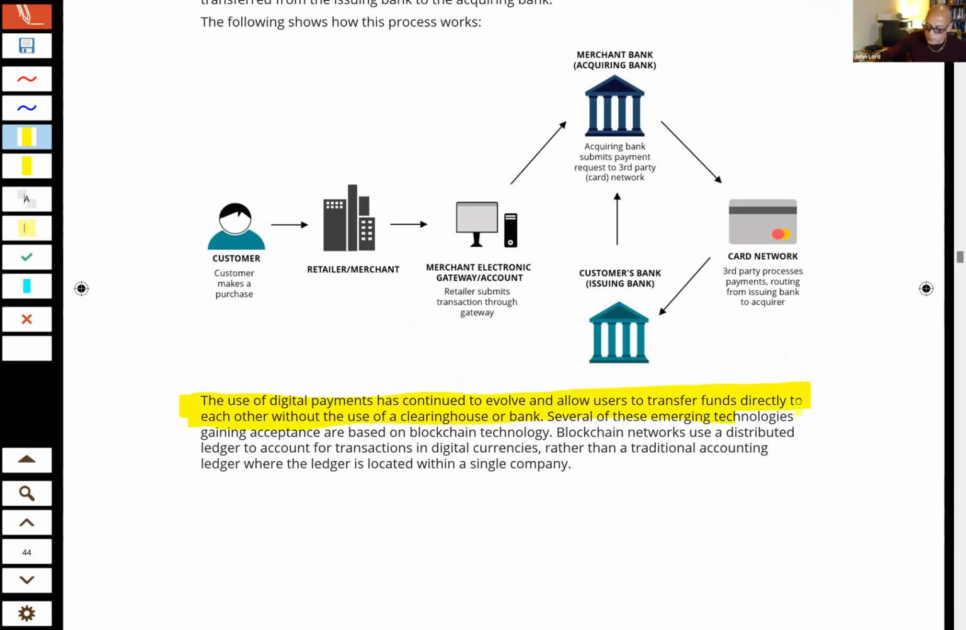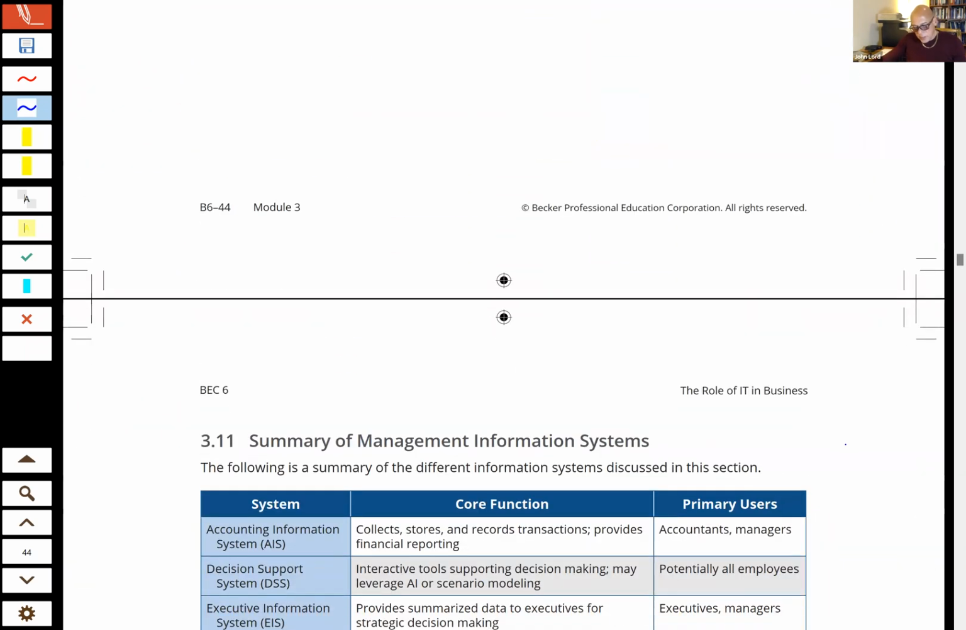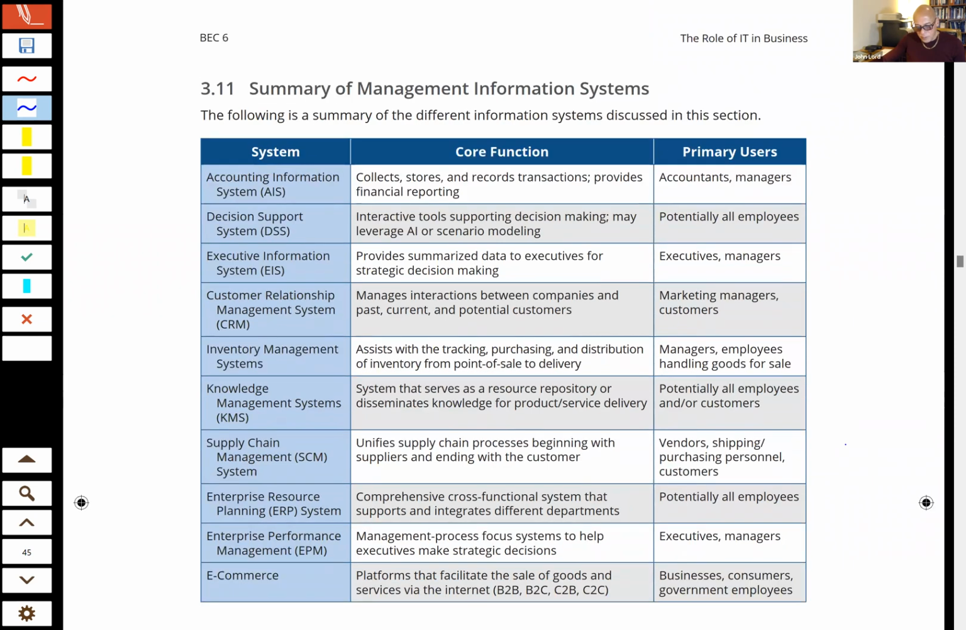An example of the digital payments are blockchain networks, which use a distributed ledger for transactions in digital currencies rather than the typical currency that we're used to. So you can flashcard that's the idea of blockchain. Okay, and on this page, they give us a summary of the management information systems. This may not be a bad flashcard if you don't have it already.